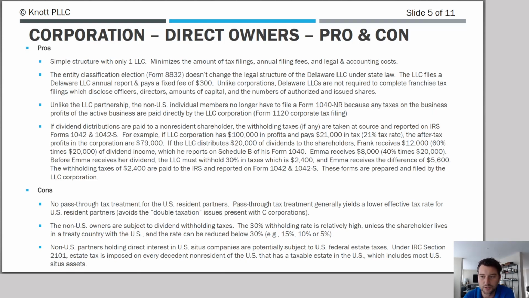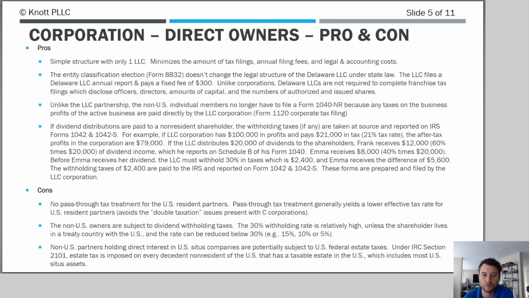So you're not disclosing, you're not filing franchise taxes that Delaware corporations normally have to do. Okay. Now the other pro, like I noted on the last slide when we were talking about this, was unlike the LLC partnership, the non-U.S. persons don't have to file these 1040 NRs anymore, because again, the tax is being paid at the entity level, and then if any dividend distributions are coming out, the withholding tax is also at source, and then that's it.